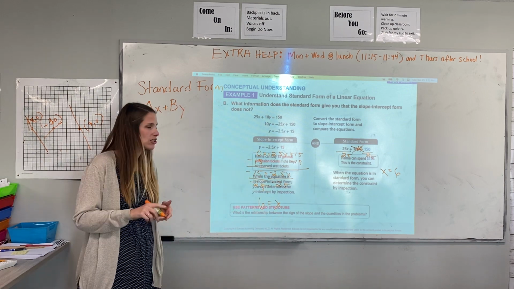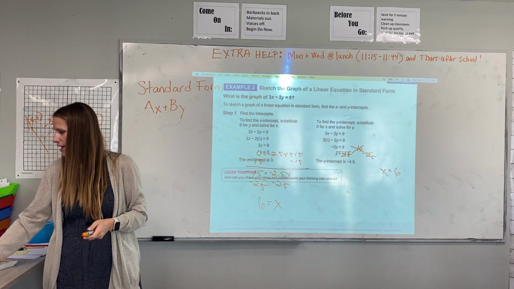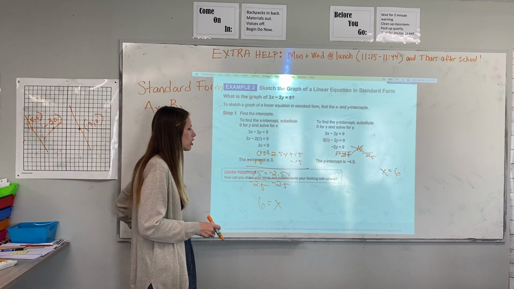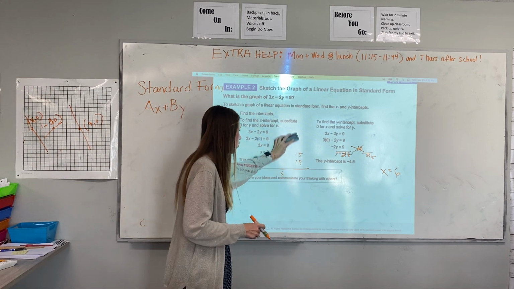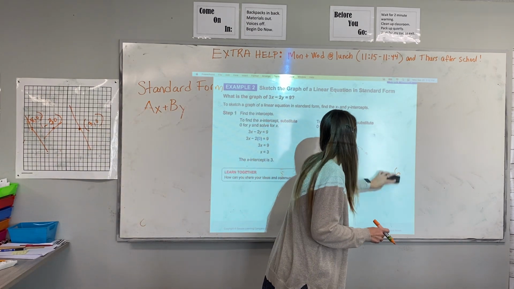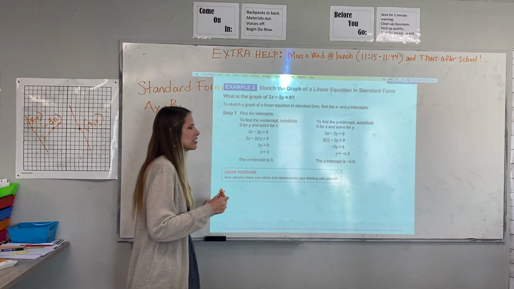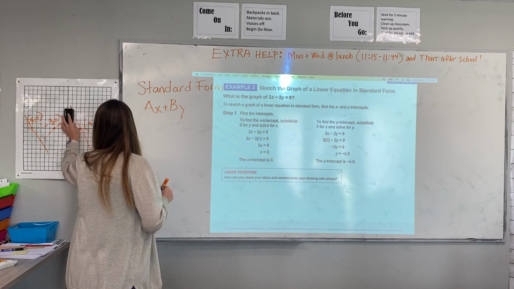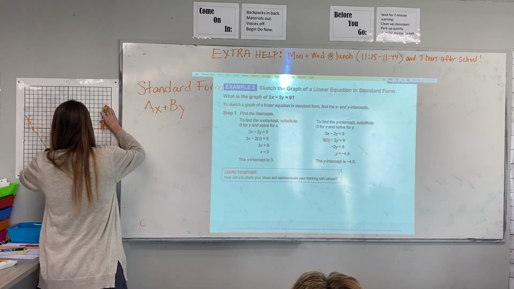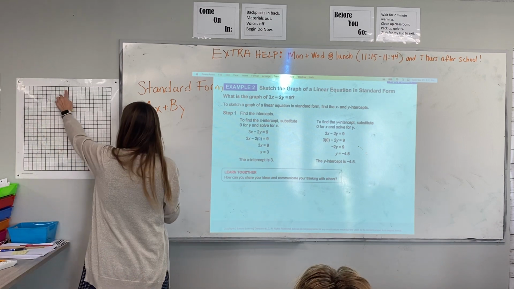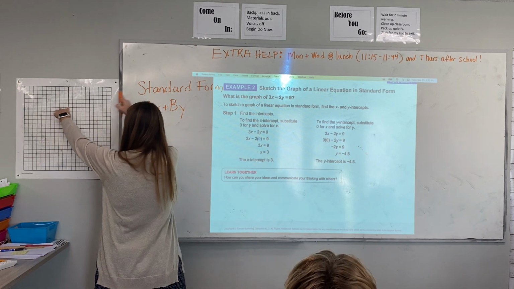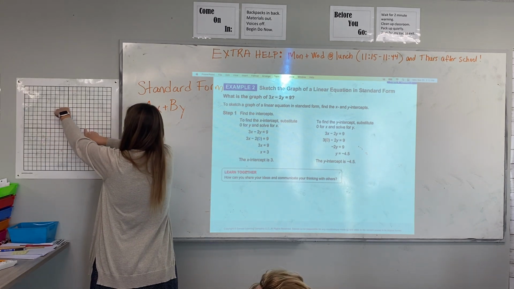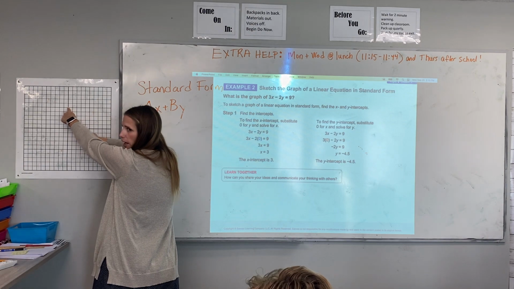Do you always do 0? Always. Now, here's the beauty. This is what makes standard form so beautiful. When you're graphing a line, all you have to do is find your x and y intercepts. Because if you find where the line intercepts your y-axis and your x-axis, and you put points there, doesn't that form a line?